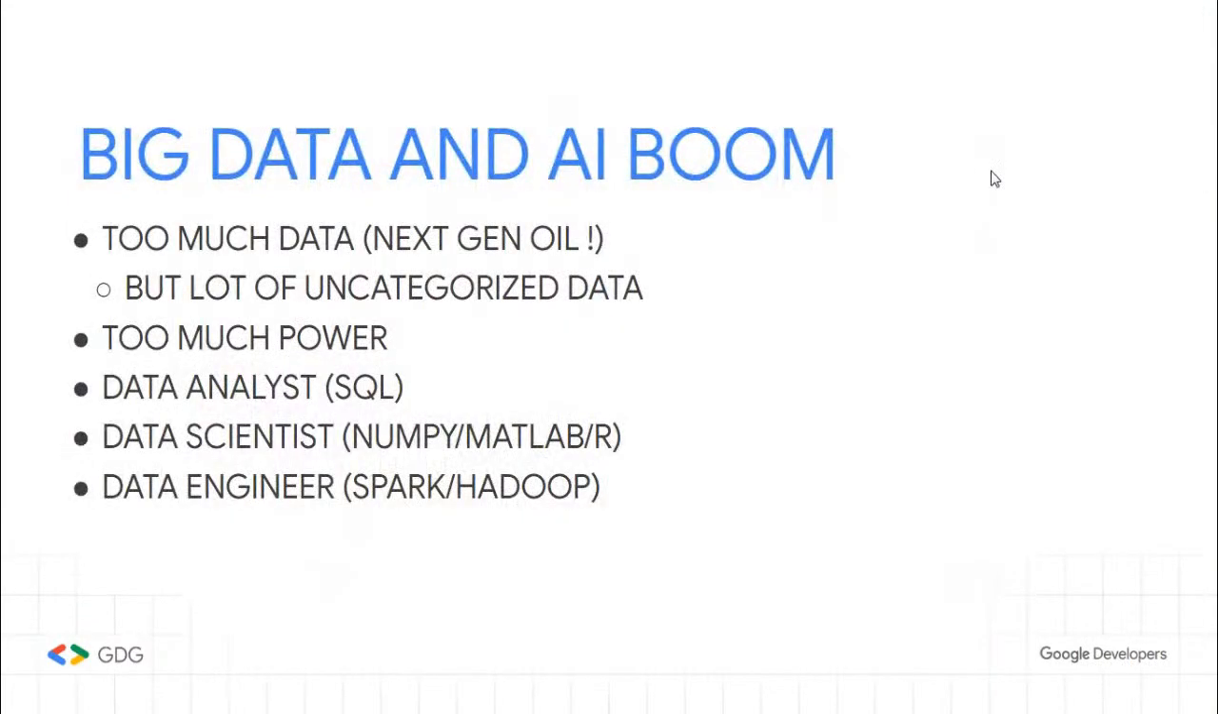Okay, so with time, what did we get? We got big data, and then we got the AI boom. Now, every day you will hear about AI and big data. So what are those concepts? Let's explain them one by one. They are easy, don't worry.